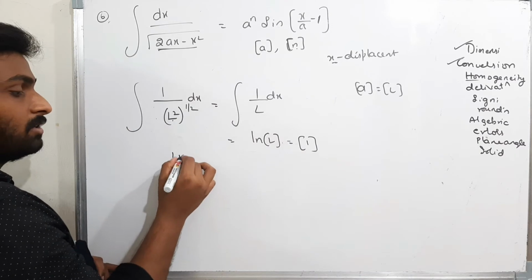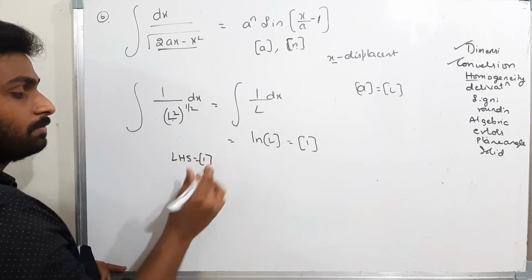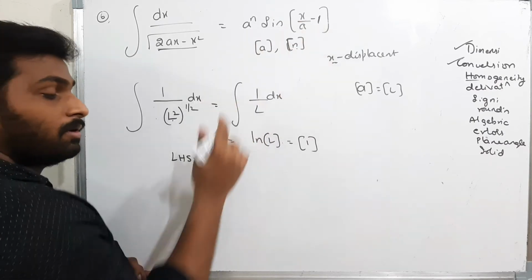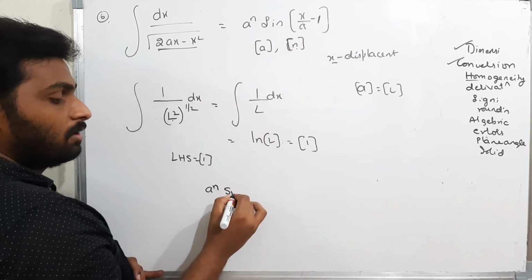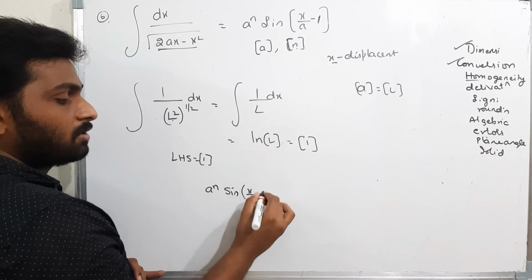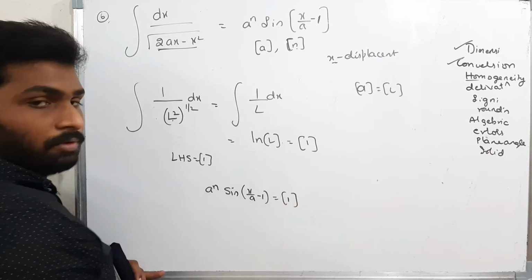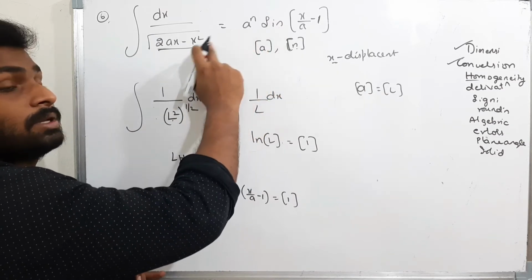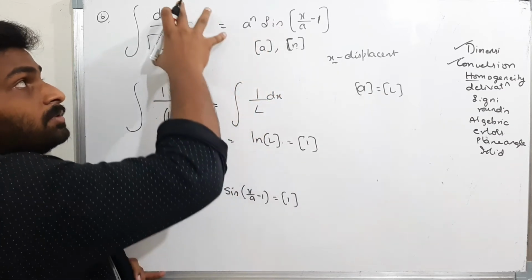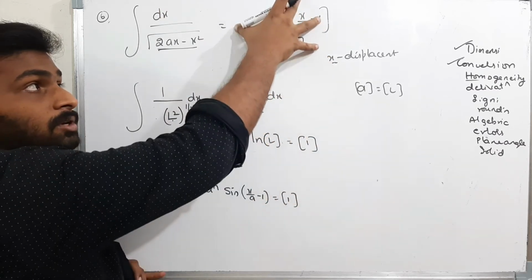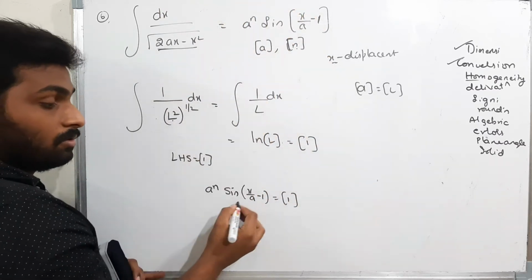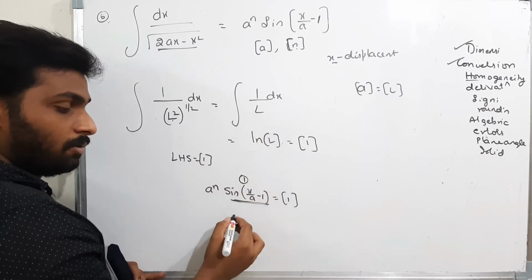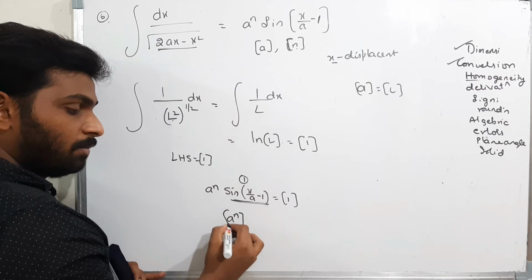Therefore, I got LHS dimension as 1. If LHS dimension is 1, then RHS dimension also must be 1. Therefore, a power n sin x by a minus 1 dimension must be equal to 1. Because by the principle of homogeneity, if I am equating two terms, then the dimensionality must be same. This one I got dimension as 1. For this one also I should get the dimension as 1. And I know the sine function is a dimensionless quantity. Therefore, dimension for this is 1. Therefore, the dimension of a power n is equal to 1.